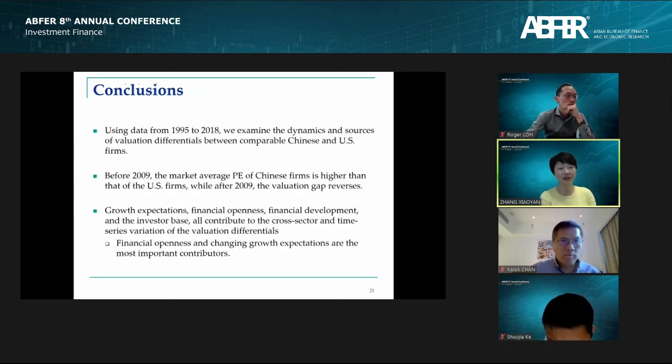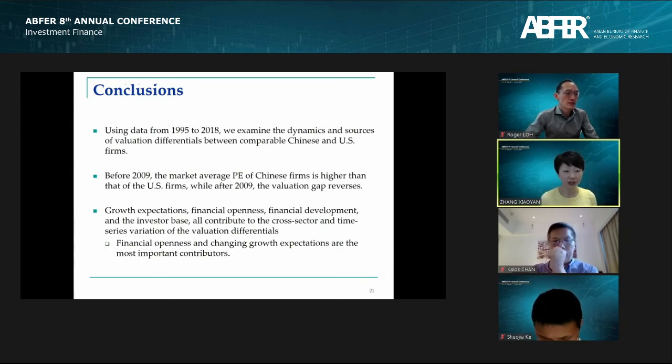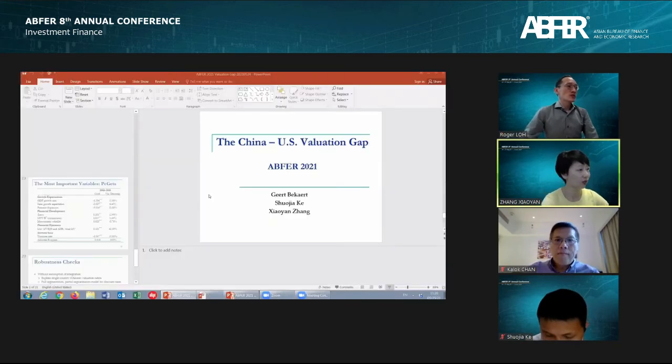What we do in this paper, we examine the dynamics of the valuation differentials between China and the United States over time across different portfolios. And we find China premium before 2009, China discount afterwards. And out of all those explanations, we find financial openness and a change in growth expectations are the most important contributors. All right, that's all I have. Thank you very much. I'll stop share.